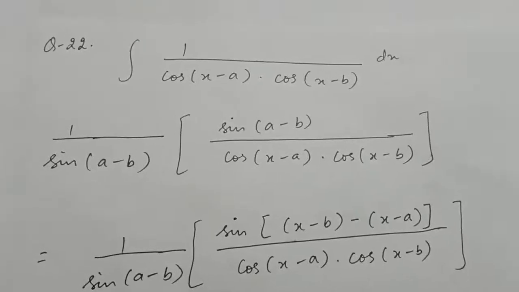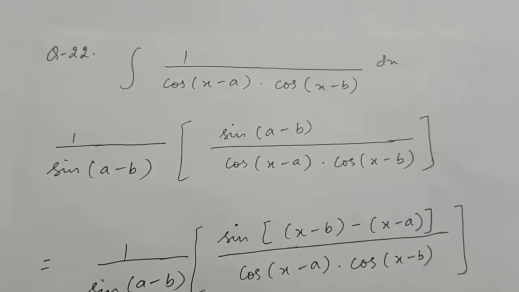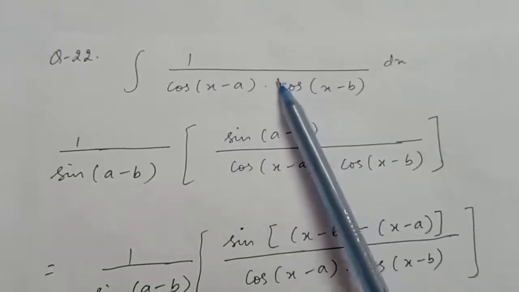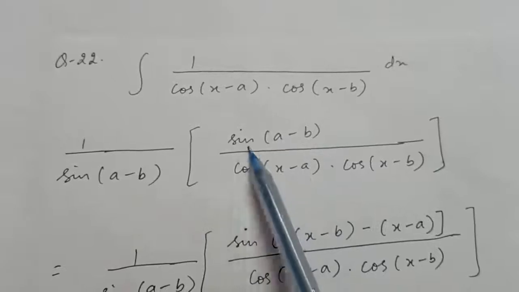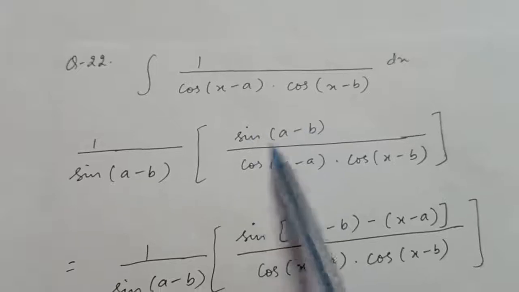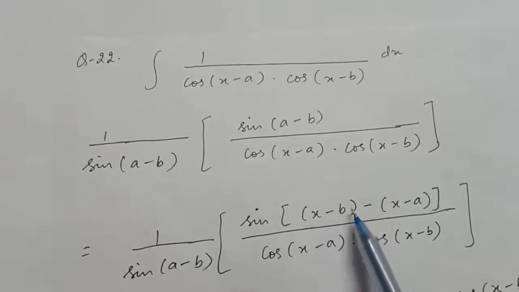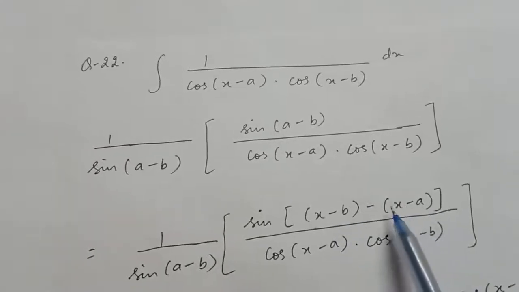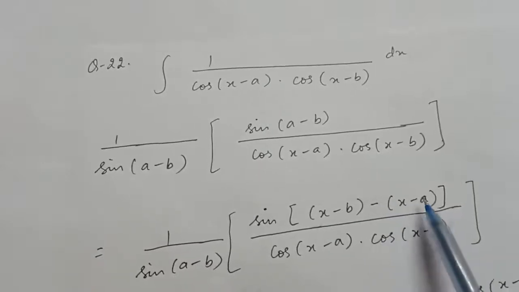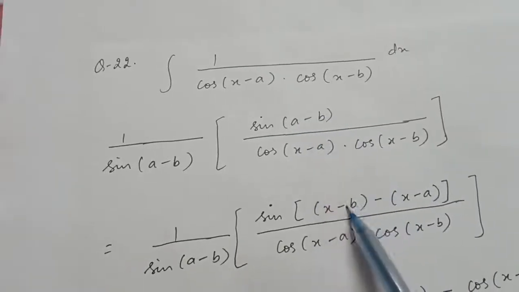Question number 22nd is integral of 1 upon cos x minus a into cos x minus b into dx. Now to find the integral of this function, firstly we'll make some changes. So multiply and divide this function with sin a minus b. Why we have done this? Because now this sin a minus b can be written as sin x minus b minus x minus a. See, x minus x will get cancelled, and this minus minus will be plus. So you'll get a minus b only, right?